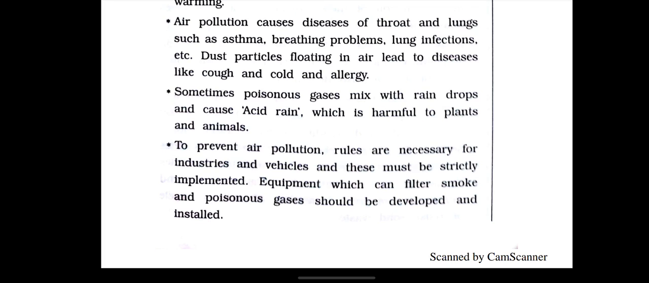Sometimes poisonous gases mix with the raindrops and cause acid rain, which is harmful to plants and animals. Whenever, due to the air pollution, the different smoke and gases are mixed with the rain, then it is pronounced as acid rain, which is very harmful for the plants, which causes great damage to the plants and it decreases the quality of plants.